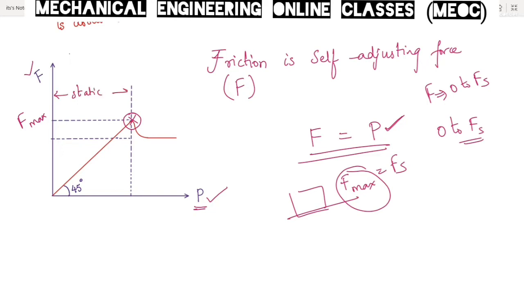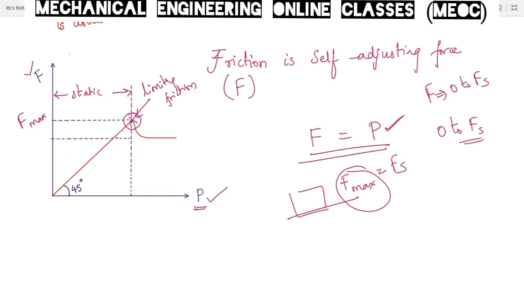As P is increasing from 0 to a particular value, just before the object starts moving, that particular point where it is just about to move, where the impending motion can happen, that F max is called the limiting friction. Now if we give an external force beyond this limiting friction, friction cannot take a value beyond its Fs or F max, that is, the limiting friction.